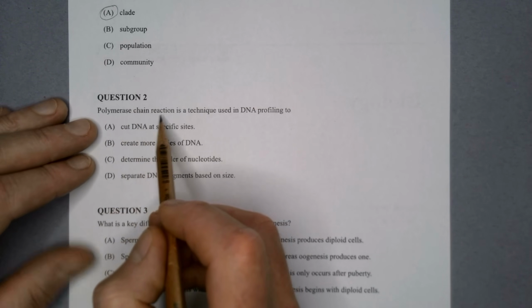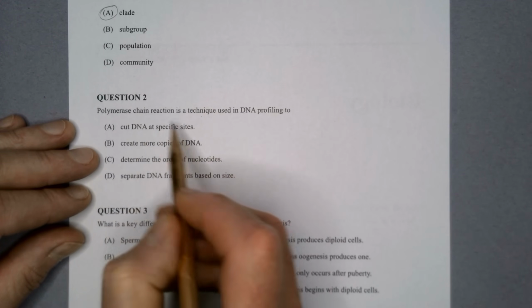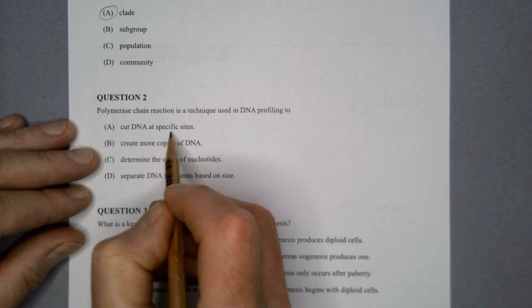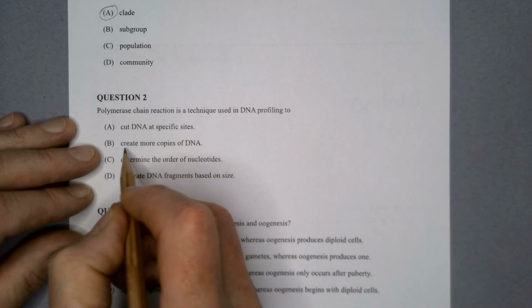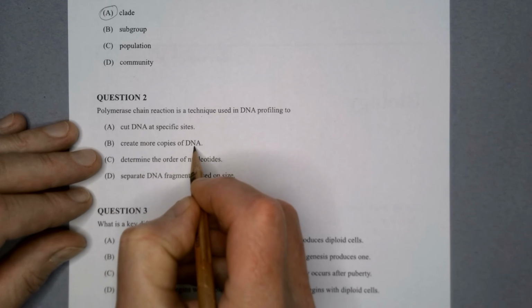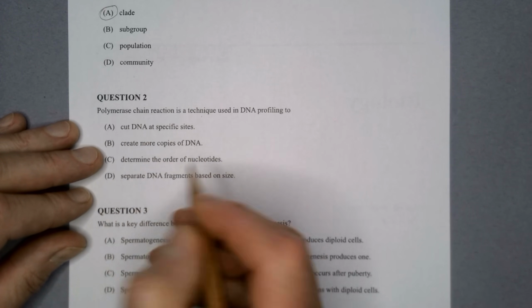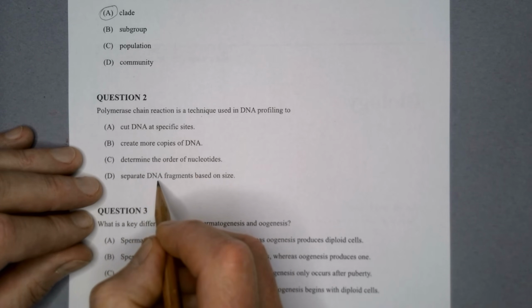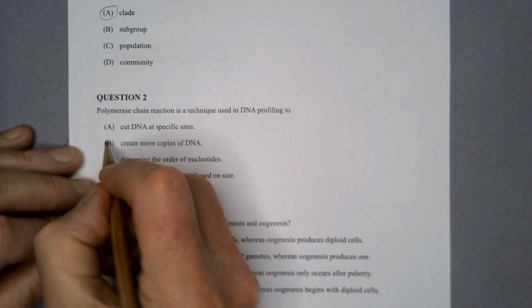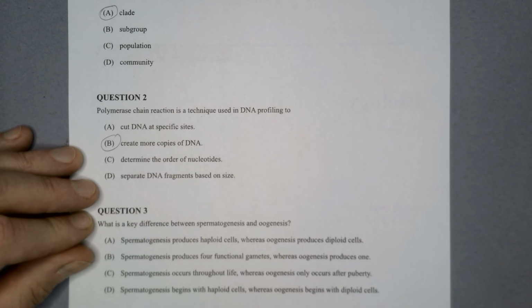Question 2. The polymerase chain reaction is a technique used in DNA profiling to, and we've got several choices here, cut DNA at specific sites. Well, you need an enzyme to do that, not a reaction. To create more copies of DNA, that's what we do with polymerase chain reaction, PCR. It makes more copies of the DNA, doesn't determine the order of nucleotides, and it doesn't separate DNA fragments based on size. So we're going to create more copies of DNA.